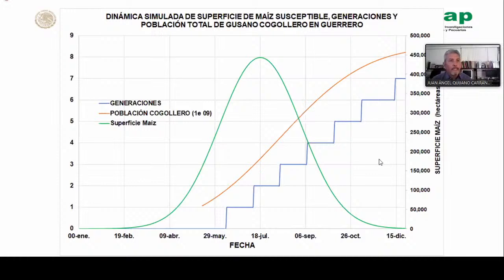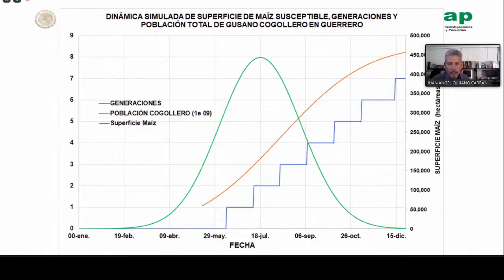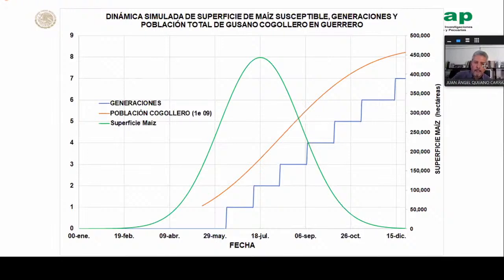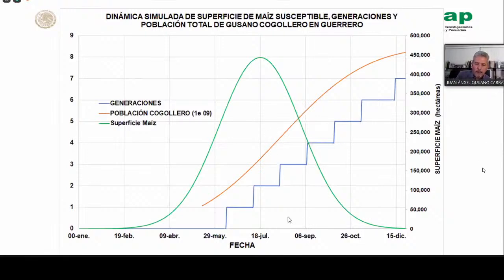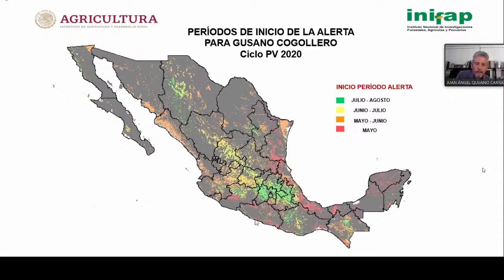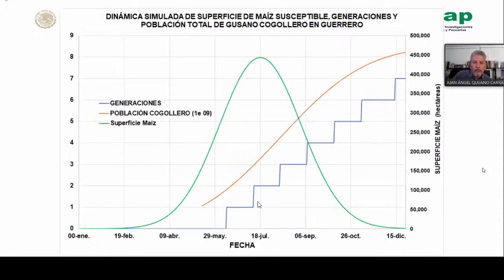So let's look at the Guerrero state. It's in the southern area of Mexico. It's an area that was in red in the previous map. It's right here on the southwestern coast. It's a very important maize-growing area, and more than 450,000 hectares of maize are grown here in this region.